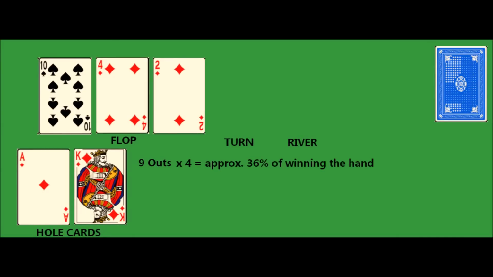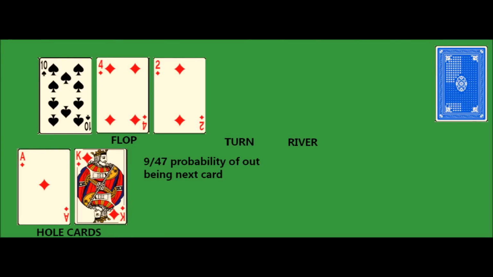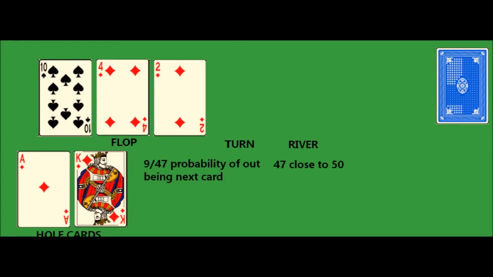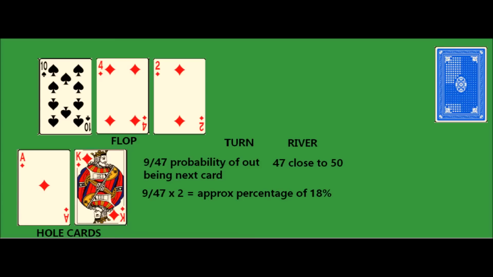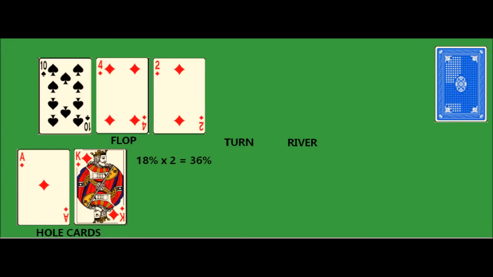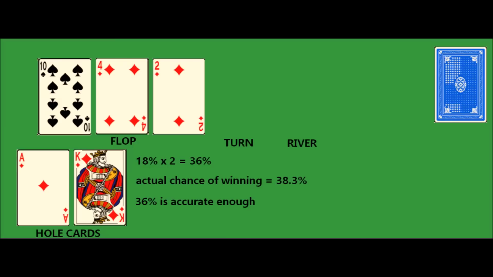Let's take a close look at why this works. 9 over 47 is the actual probability that one of our outs will come up as the next card. Notice how 47 is fairly close to 50. We can double this fraction to get an approximate percentage. Seeing as there are 2 cards to come, we have double the chance of winning, so we double this 18% to get a 36% chance of winning the hand. The actual chance of winning is 38.3%, but for our purposes, this approximation is accurate enough.